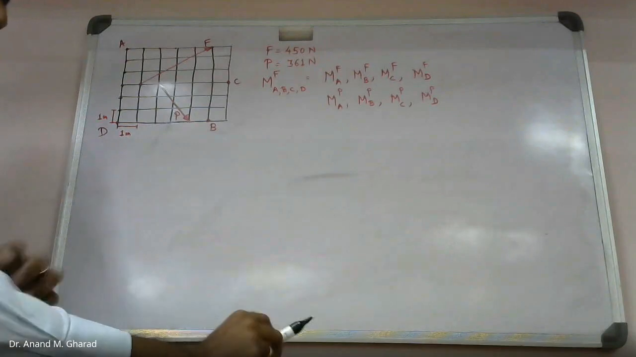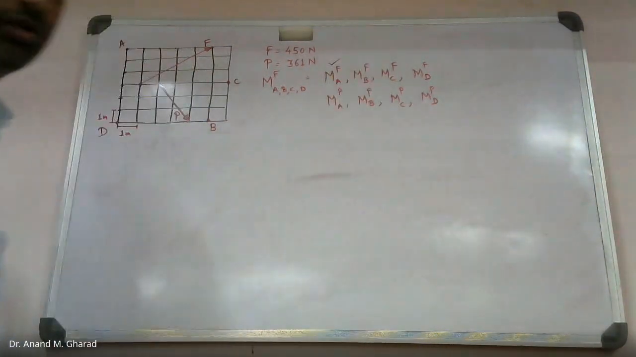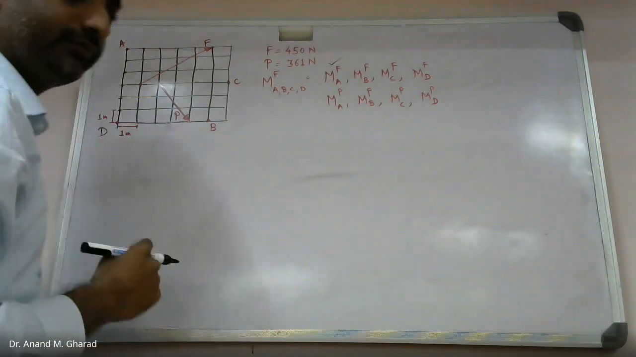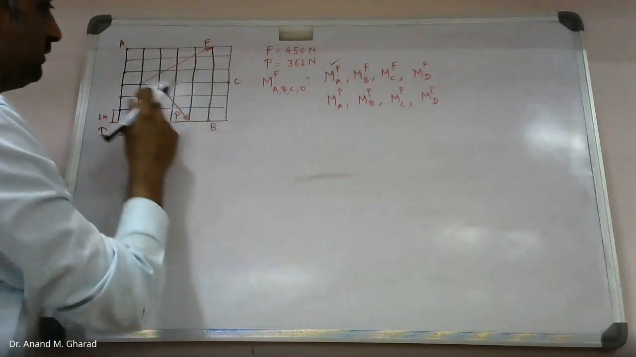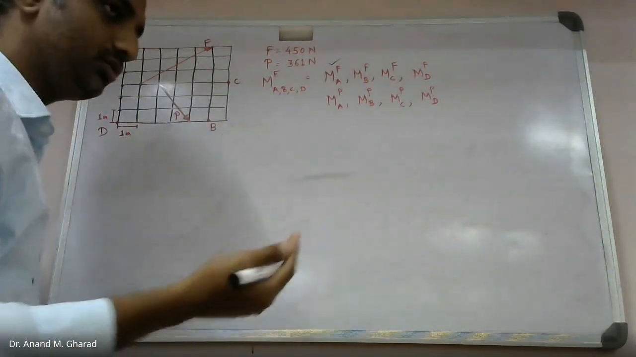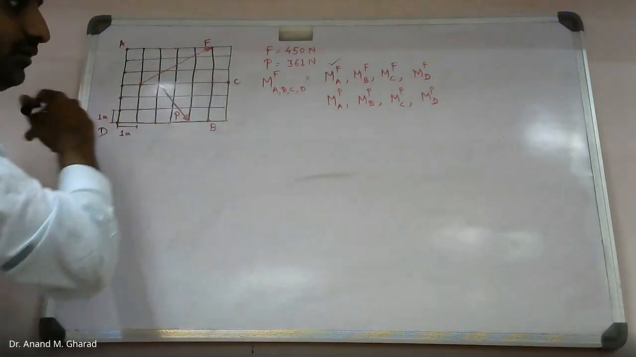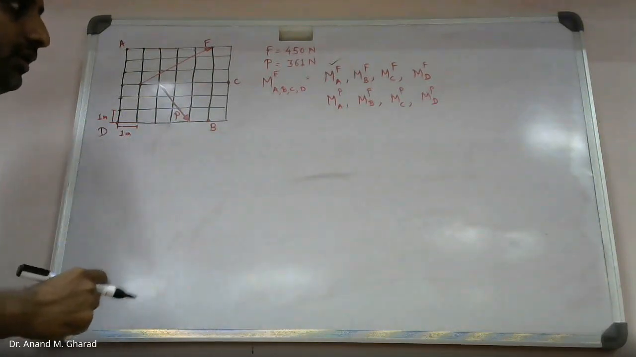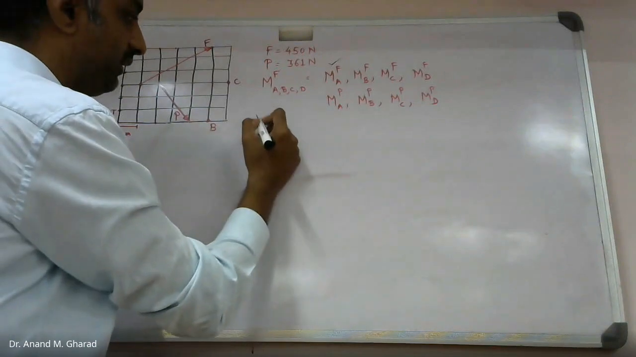So let's go step by step and first identify the moment about point A because of force F. Now you can make use of the earlier technique, that is, extending the line of action of the force and then dropping the perpendicular. Okay, either you can make use of this or you can use Varignon's principle.